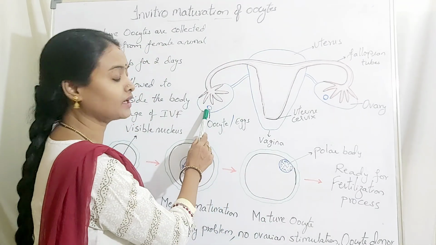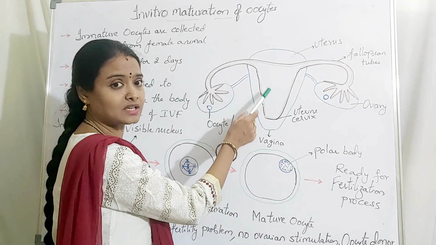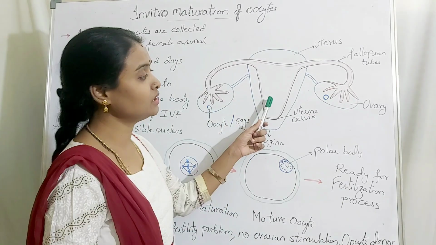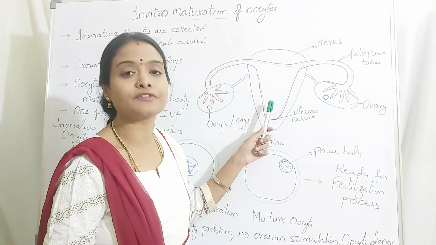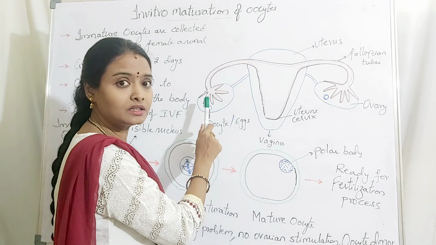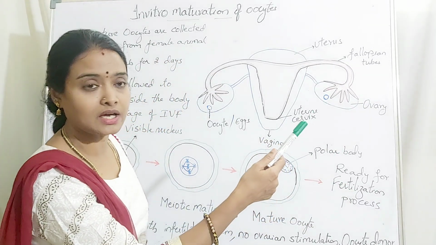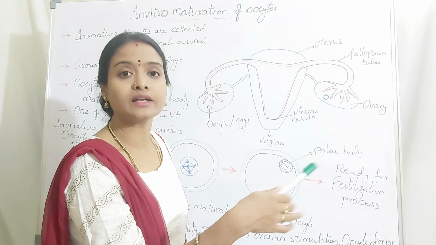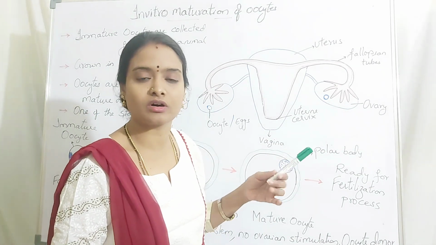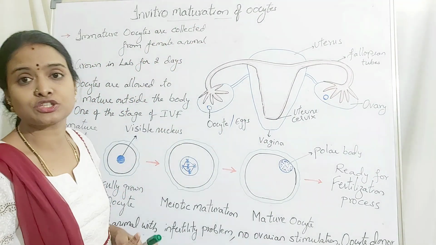If you are collecting the egg from the animal and, after fertilization, introducing the zygote into the same animal from which you collected the oocyte, then that animal is called a foster animal or foster mother. Otherwise, if you are aspirating the oocyte from this animal and, after fertilization, introducing the zygote into another female animal, then that animal is called a surrogate mother or surrogate animal, right? So what is the use of this in vitro maturation of oocytes?